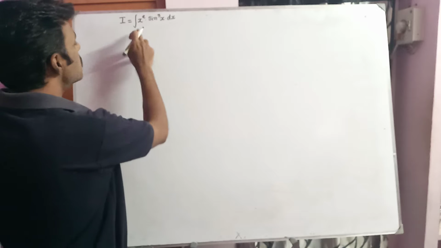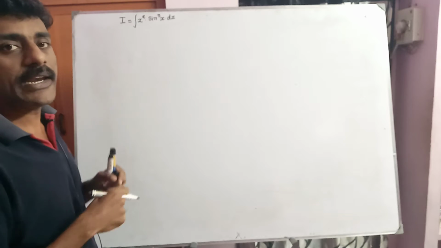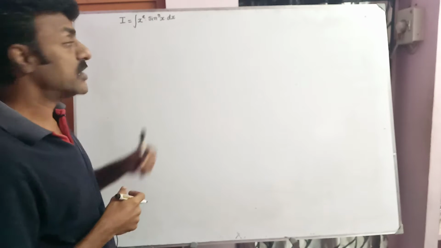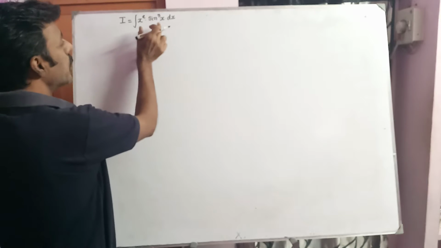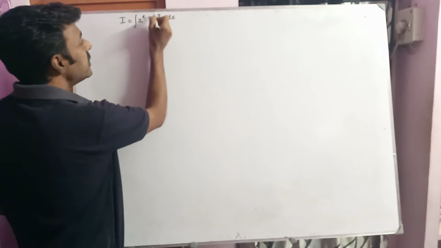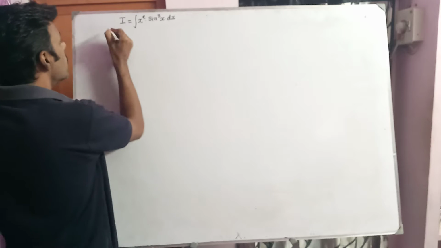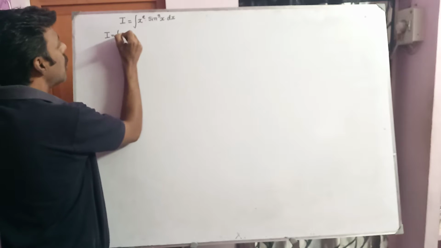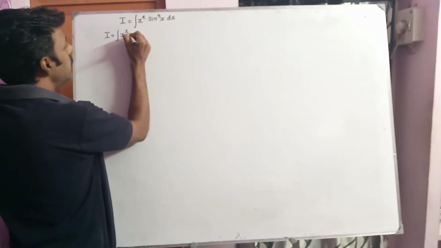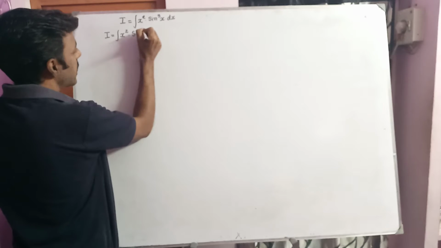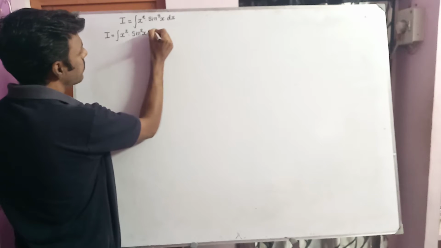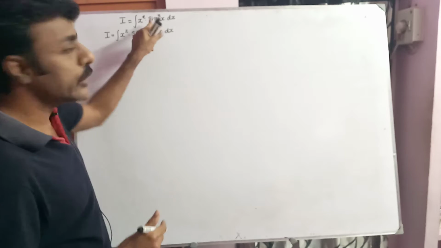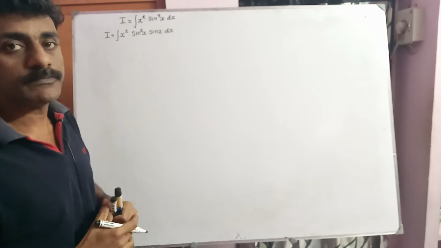First we need to check this ILATE. The first expression is algebraic expression followed by trigonometric expression, so this is allowed. Before starting, I'm going to split this sine cube x. I will be equal to integral of x squared into sine squared x into sine x into dx. I'm going to write sine cube x as sine squared x into sine x.